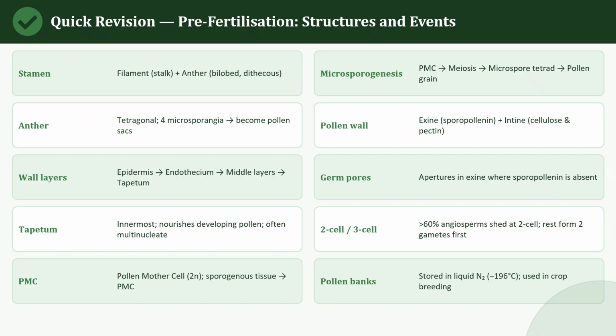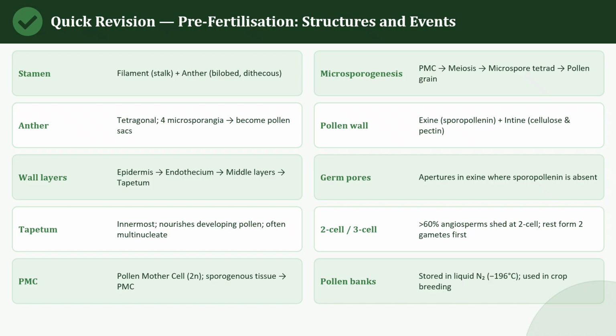At what temperature are pollen grains stored in pollen banks? Minus 196 degrees Celsius. What are germ pores? Regions of exine lacking sporopollenin through which pollen tubes emerge. Name the two cells of a mature pollen grain: vegetative cell and generative cell. What is palynology? Study of pollen grains and spores. Which cell produces male gametes? Generative cell. For CBSE board exams, please focus on structure of anther and microsporangium, and also tapetum functions.